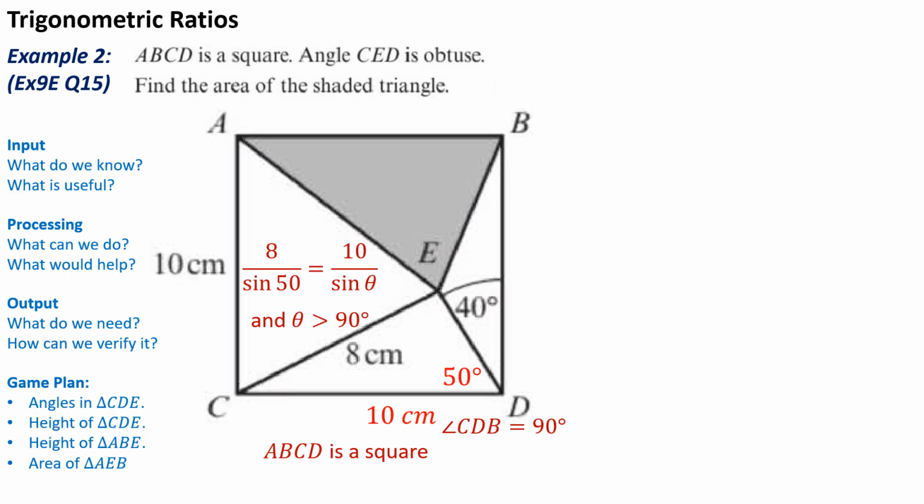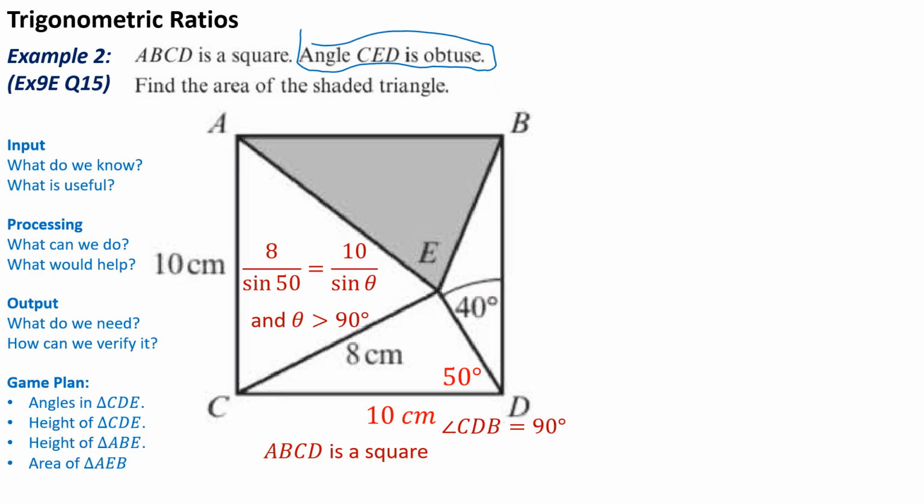But then this is the bit where I nearly tripped up, so I've got to be very careful. When I look back at the what do we know section, not everything that we know is on the diagram. ABCD is a square, yes, I can incorporate that. I notice the right angle. I notice the 10 centimeter side on CD. And I'm going to later use the fact that AB is also 10 centimeters, but angle CED is obtuse.